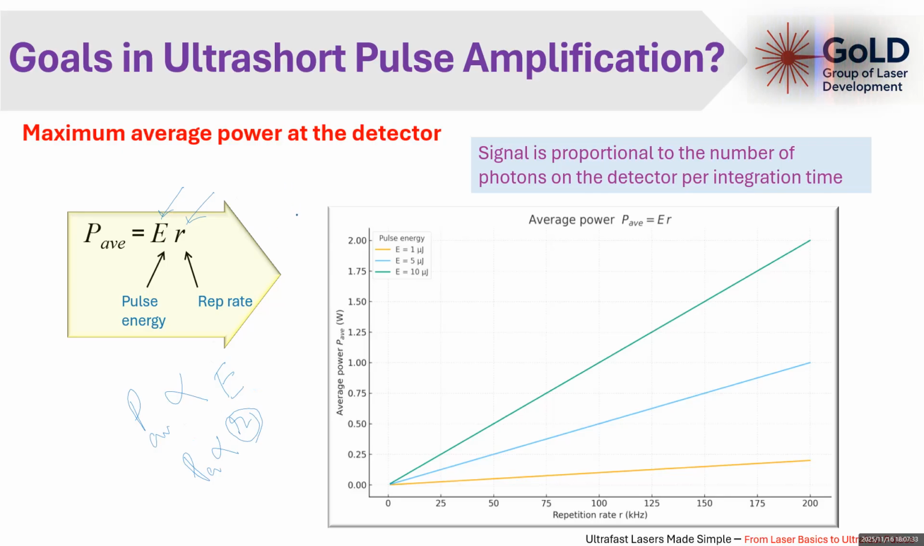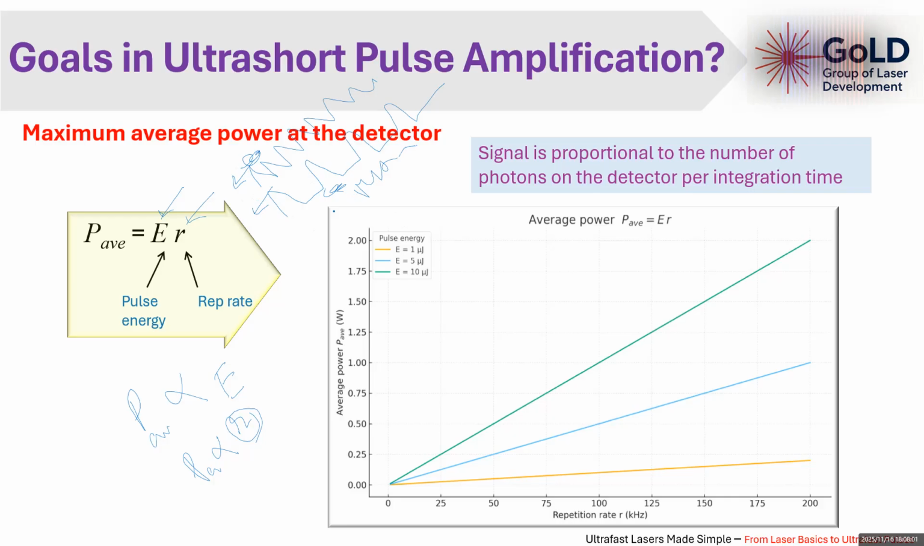So if you have pulses like this, whatever the rate, I don't know, megahertz or something like this, and if you have them like this, then definitely in this case the average power will be more than this one. Because the frequency here, the repetition rate, is higher as compared to here.